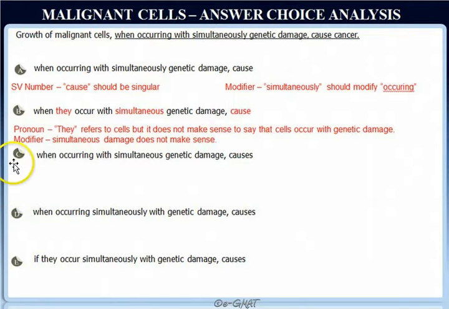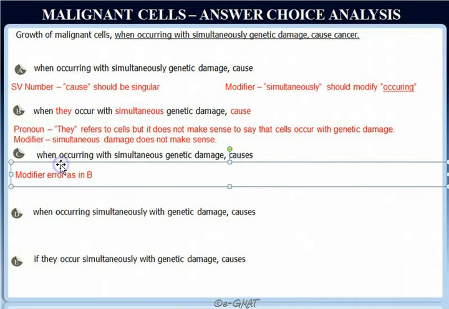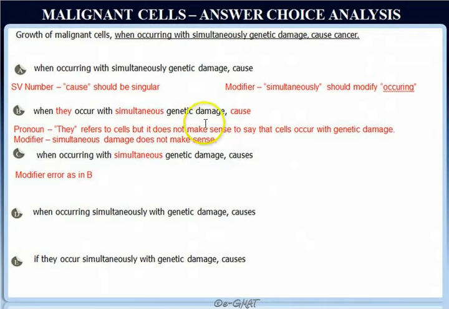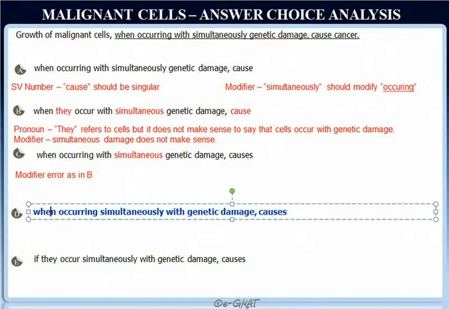Now let's look at choice C, when occurring with simultaneous genetic damage causes. So this also has the same error as choice B does. Simultaneous genetic damage is not correct. Subject verb agreement error is fine here. Then choice D, when occurring simultaneously with genetic damage causes. Now this is the correct answer. It corrects all the errors that choice A has, and it doesn't change the intended meaning.